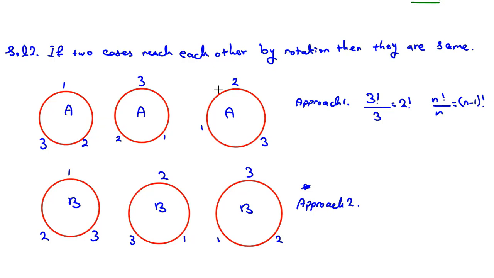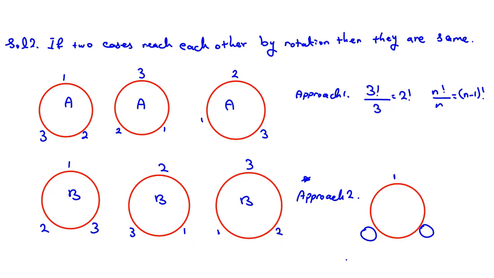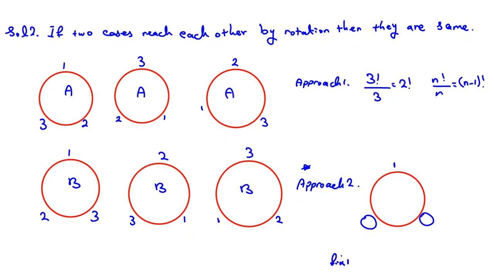So, if you consider 1 fixed, rotate all cases to have 1 on top. Then you say, okay, other elements has how many cases? Other places, 2 cases, 1 case. So you fix 1 by 1 case, then the other cases, other elements 2 factorial. Or for general n, you fix 1 with 1 case and other elements n minus 1 factorial.